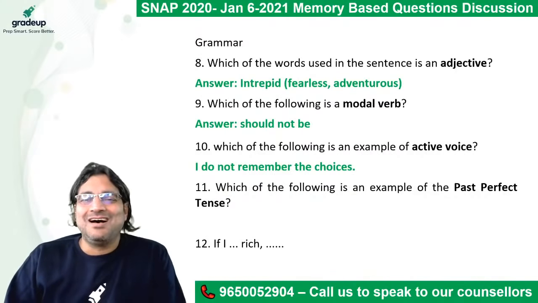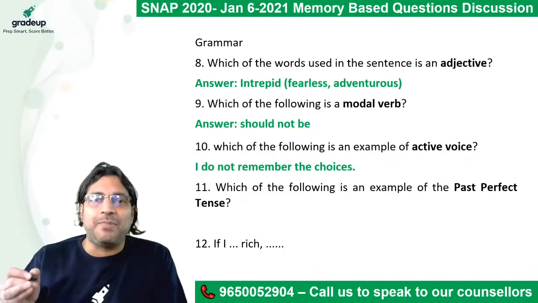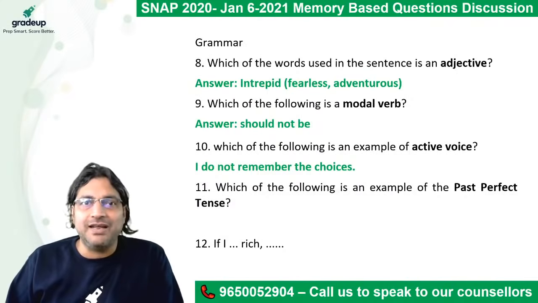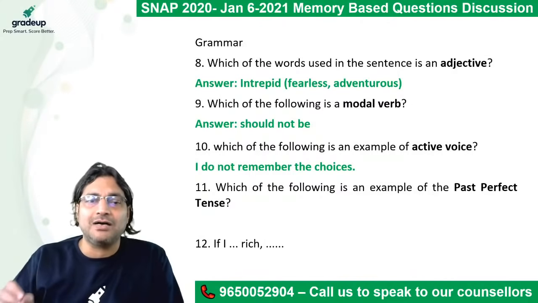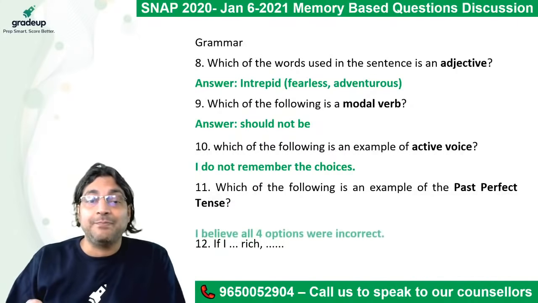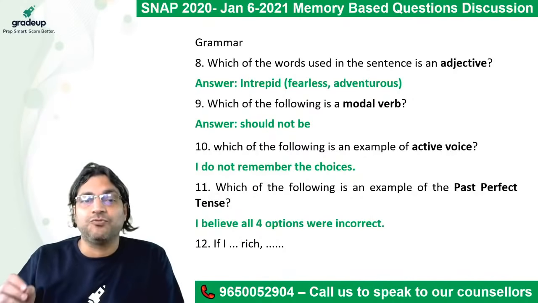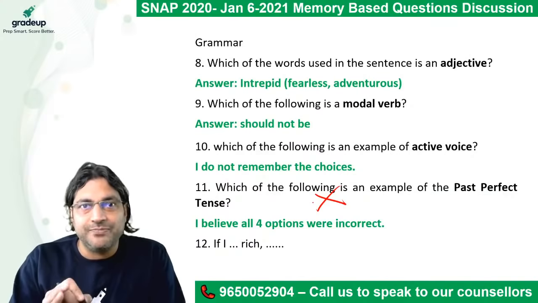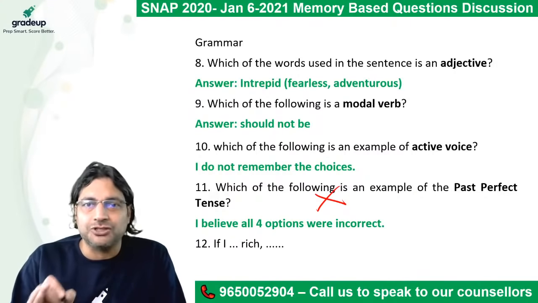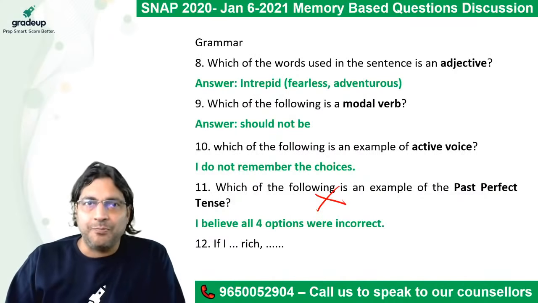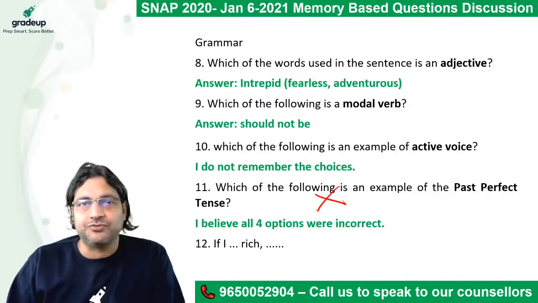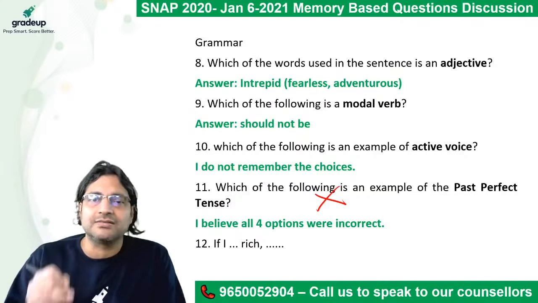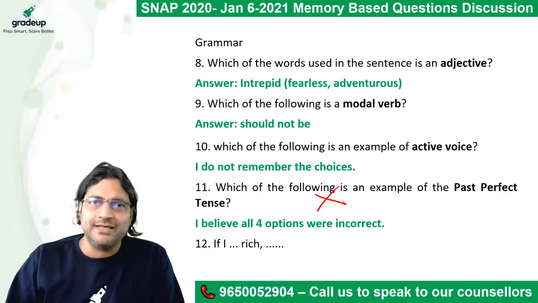What can I do? Which of the following is an example of past perfect tense? Another blunder by Snap. I believe that none of the 4 options was an example of past perfect tense. I repeat, I believe all 4 options were incorrect here. I very clearly remember. And if you are with me, you also found all the options to be incorrect, right? Please do let me know by putting your expression in the live chat. This is very unfortunate that in a test of 60 questions, they managed to get two blunders, two incorrect questions. Shouldn't be the case.